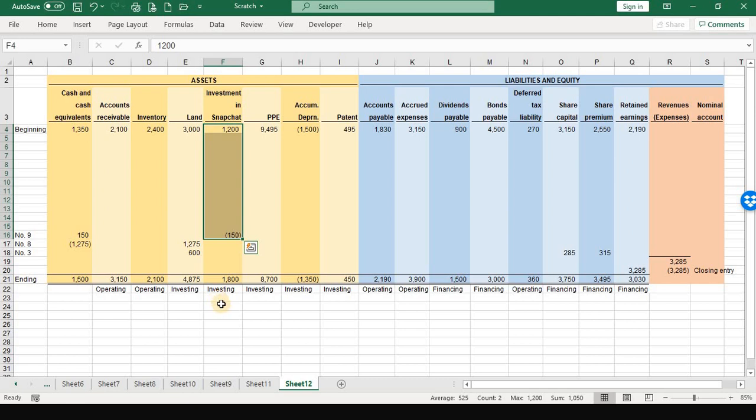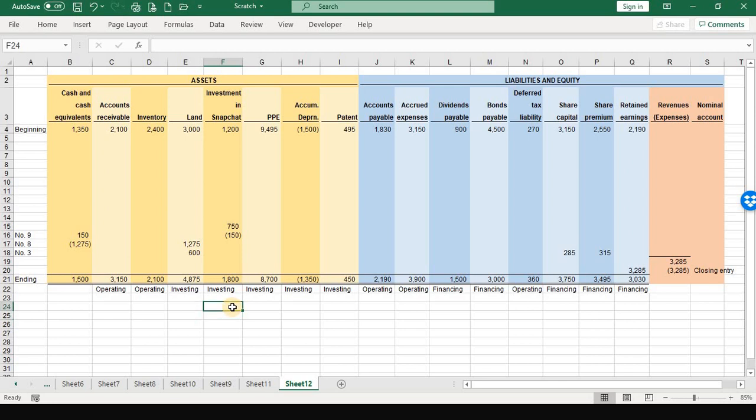So how much is the additional transaction in order for us to have an ending balance of 1,800? So 1,800 minus 1,200, then plus 150. The additional transaction is an increase of 750 pesos. So since the additional data does not specify about any increase in the investment in Snapchat account for 750, we have no choice but to make assumptions. So what would be the possible assumption?